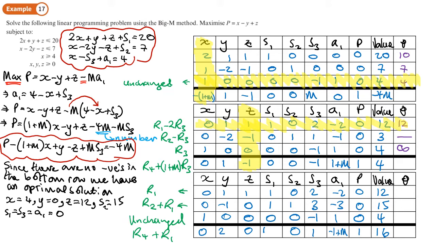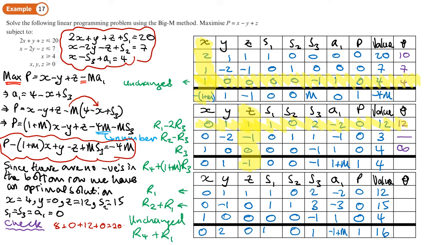Now, it's probably worth at this point just checking. There's so many little calculations to do, it's useful to check whether this is optimal or not. So let's put these values into the equation. If I put these values into the first equation, I'll get 2 times x, which is 8, plus y, which is 0, plus z, which is 12, minus s1, which is 0, so we get 20.